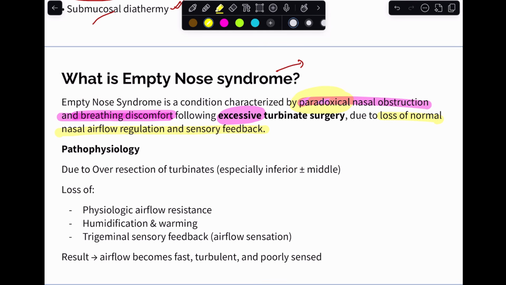This happens because there is a loss of physiological airflow resistance, humidification, and warming, which are the normal functions of the nose, and of trigeminal sensory feedback. Because of all of this, the airflow becomes fast, turbulent, and poorly sensed. That's why the patient feels as if there is a paradoxical nasal obstruction going on.